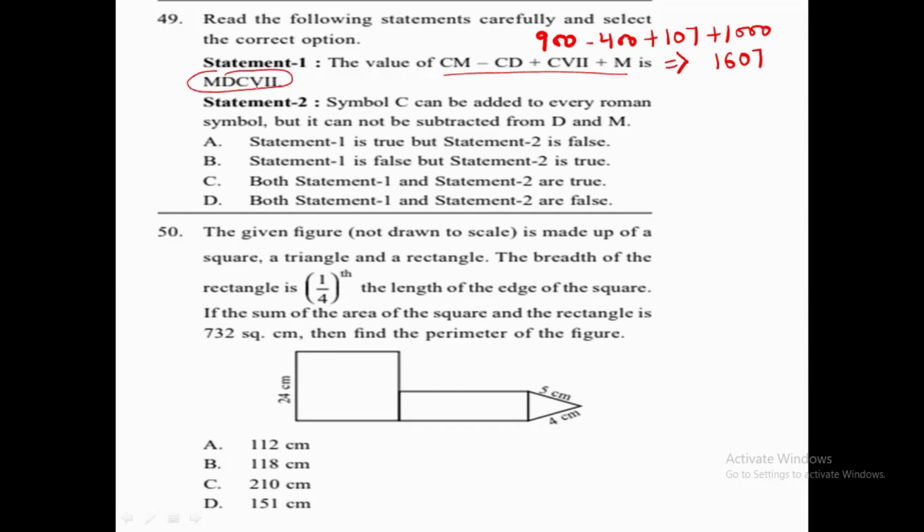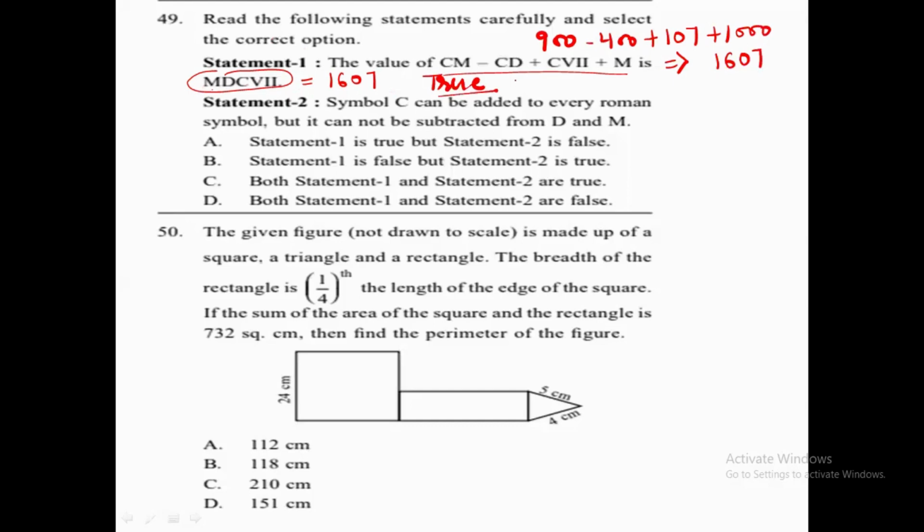So let's decode it. Let's write this Roman numeral in Hindu Arabic form. So what we are getting is 1607 only, as M stands for 1000, DC stands for 600, and VII stands for 7. So the number we are forming out of this Roman numeral is 1607. Correct. So on the basis of our calculation, statement 1 is true.